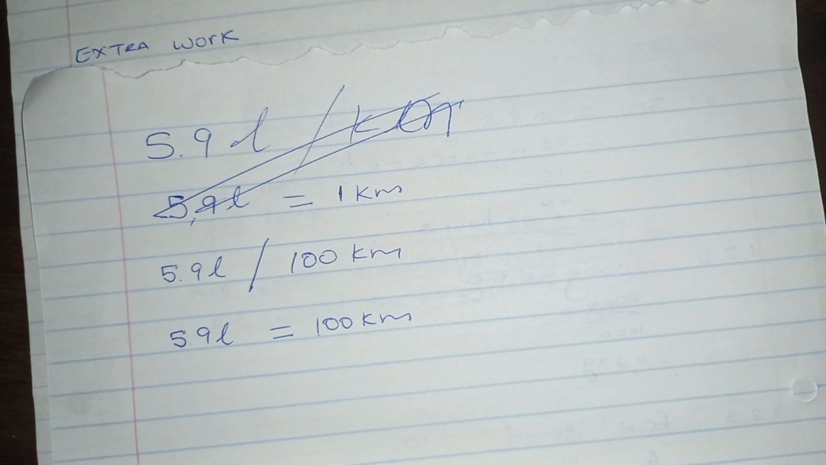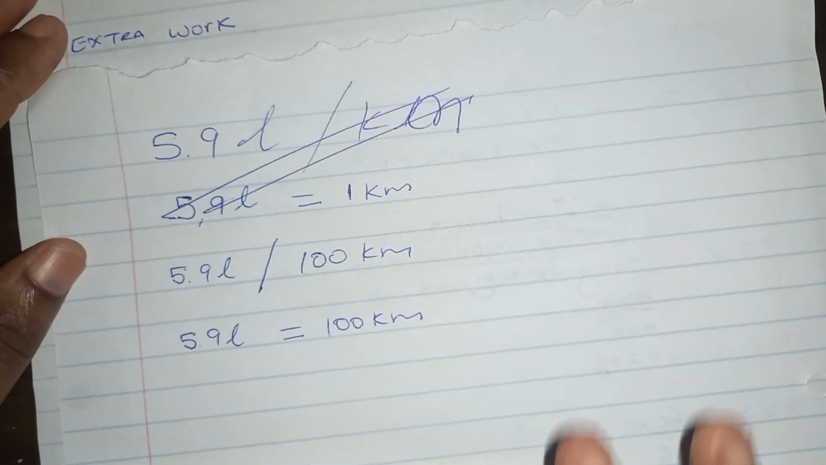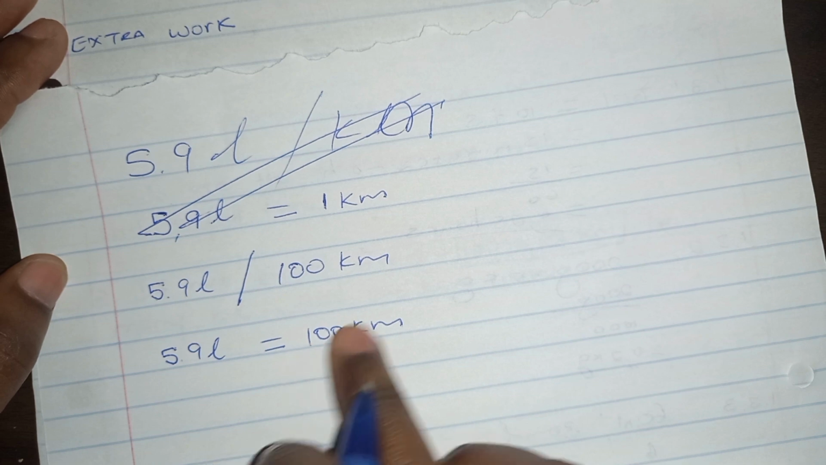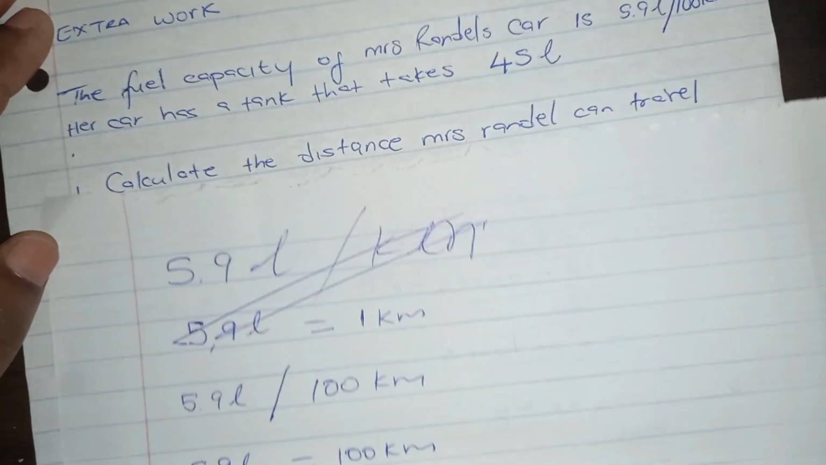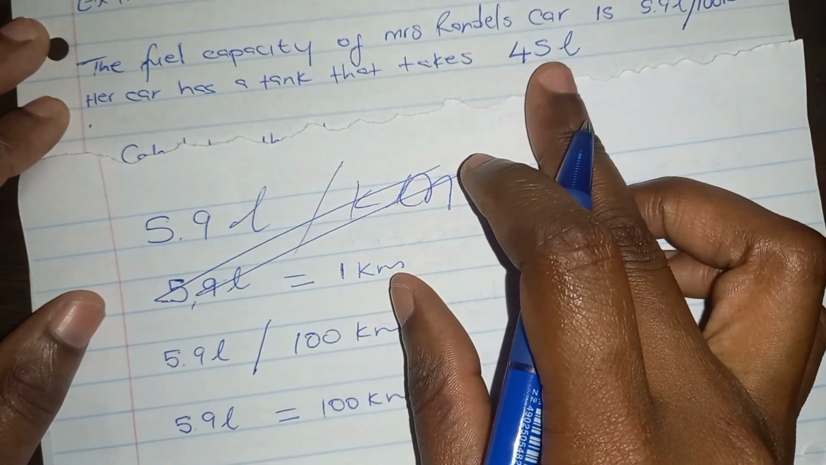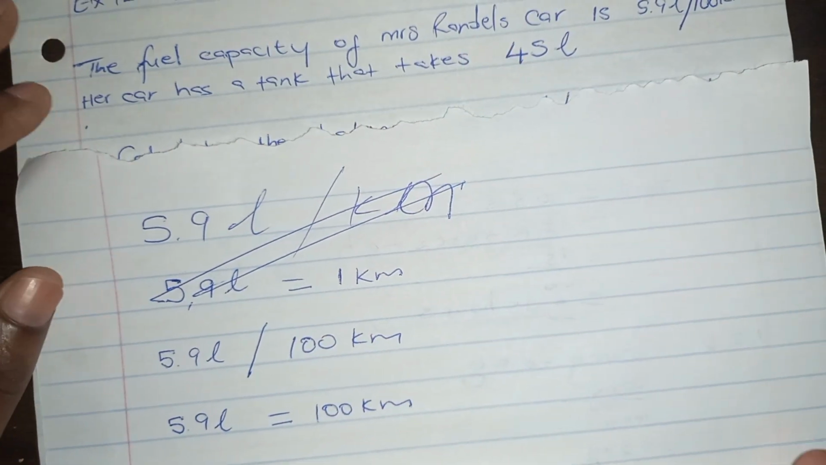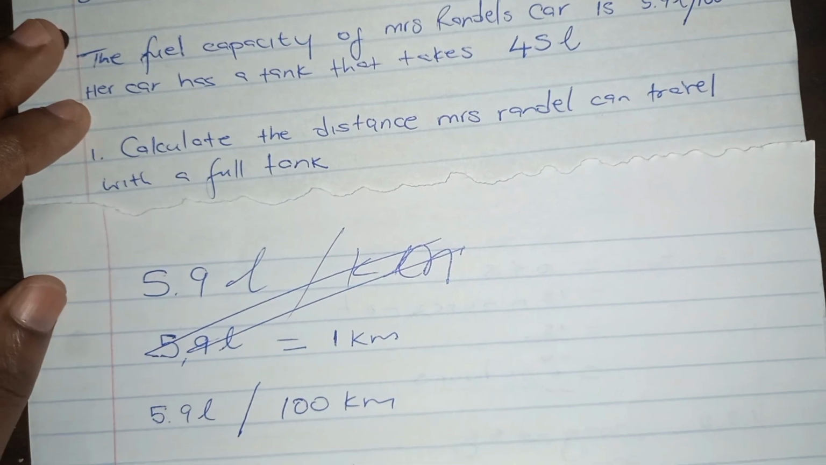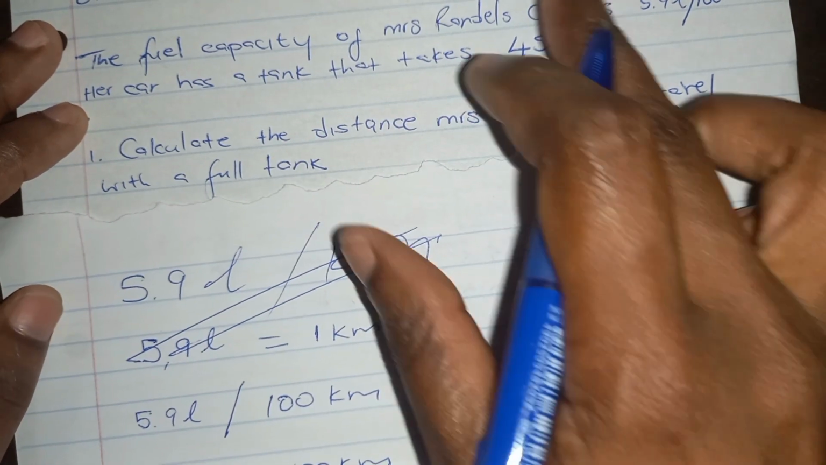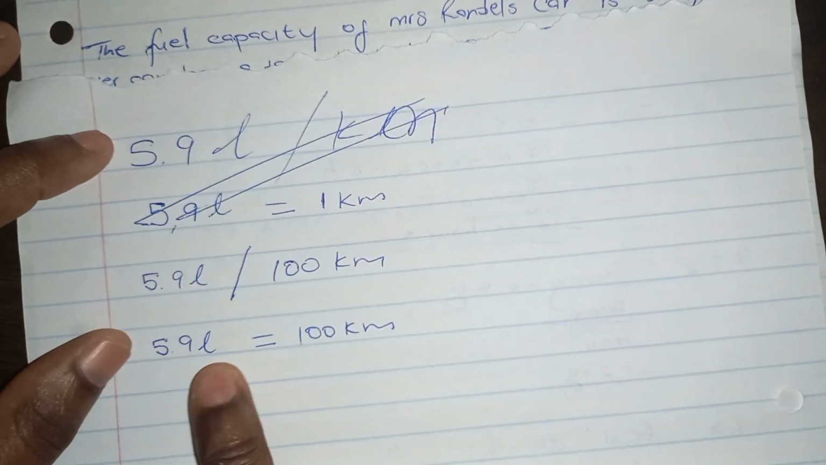That's where you have to learn conversion factors and how to use them, because otherwise you might not know that you have to use the 100 kilometers as well in your calculations. Okay, they say her tank takes 45 liters, so they're pretty sure they're going to want to know how far can she go. Calculate the distance Mrs. Randall can travel with a full tank. So what's a full tank? 45 liters.